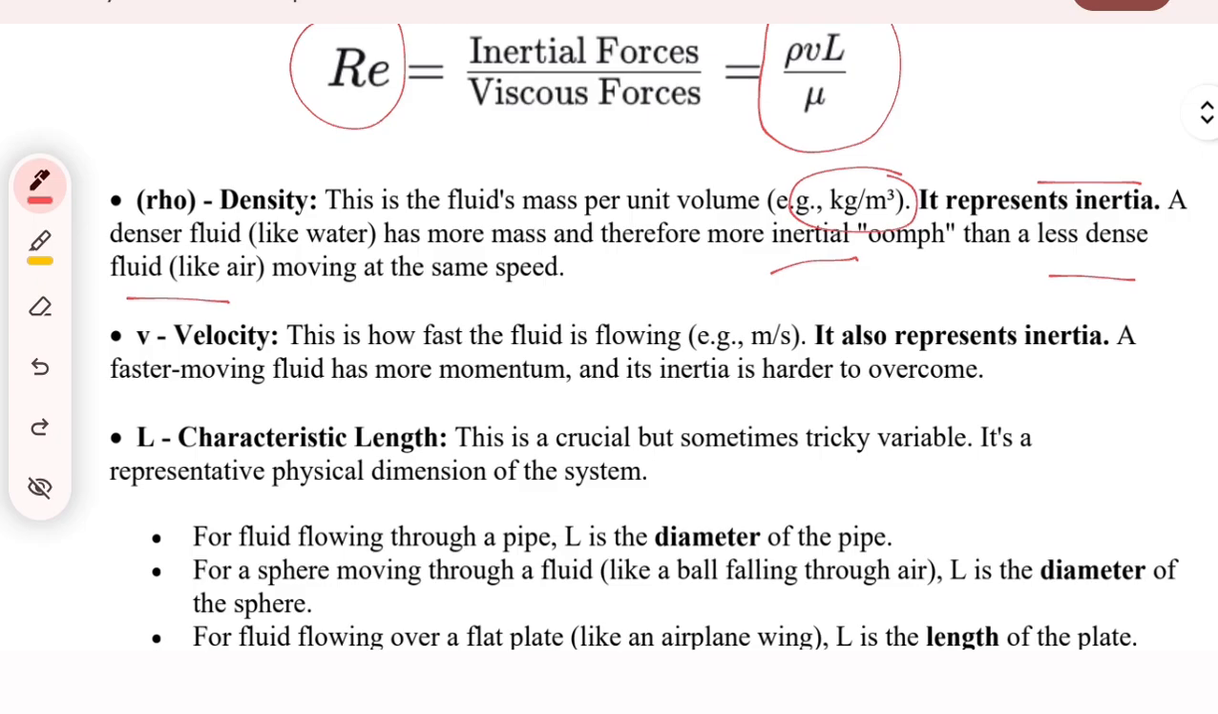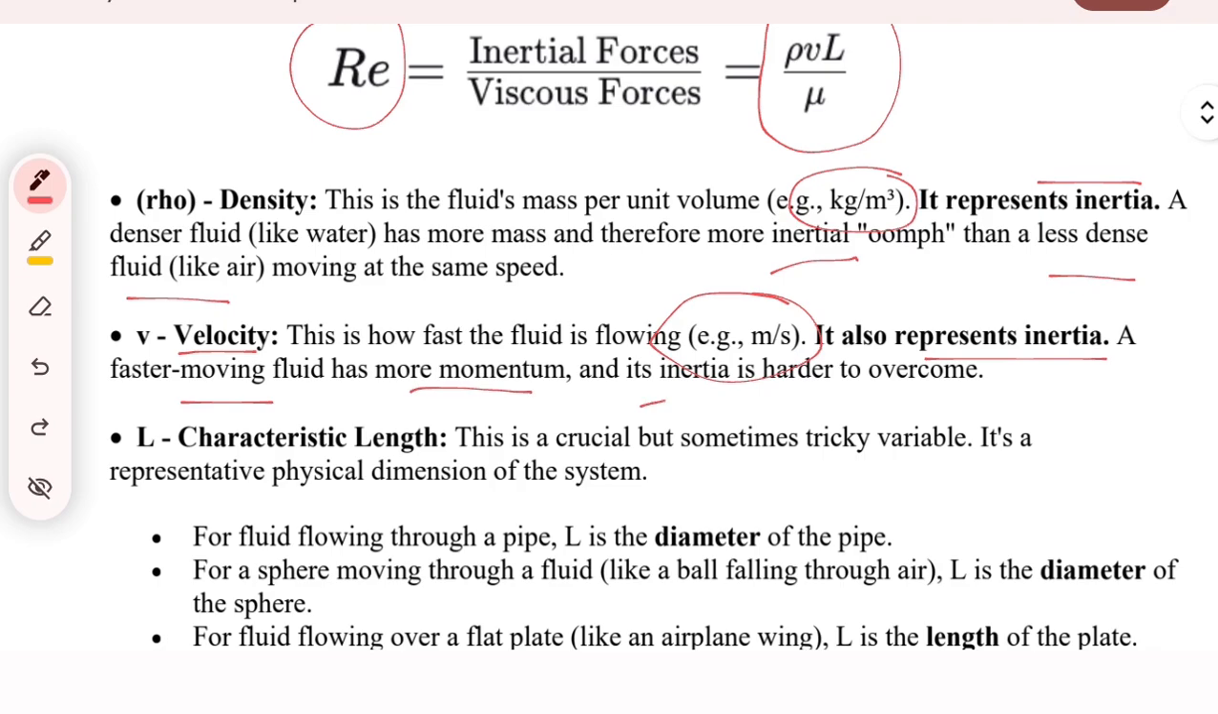The small v in the formula is the velocity, that is how fast the fluid is flowing, and usually it is given with units of speed, like meters per second. It also represents inertia. So a faster moving fluid has more momentum, right? There's more momentum if the water is running fast, right? Or if the fluid is moving really fast, then there is more momentum in there.